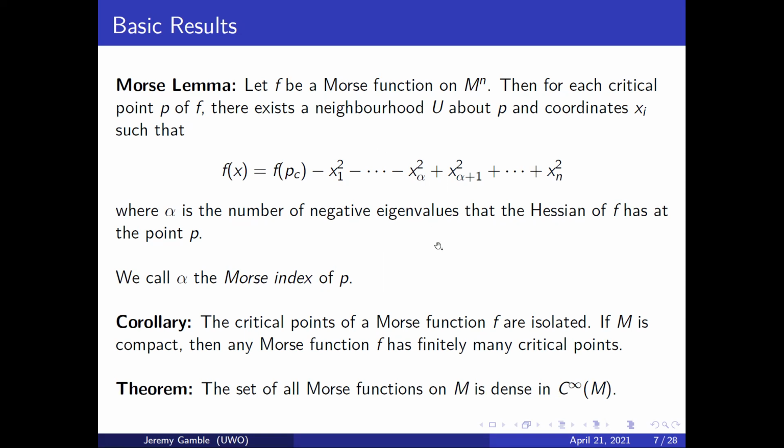And just to give you an idea, these Morse functions always exist. In fact, the average function you pick off of a manifold will in general be Morse. They're dense in all smooth functions, so they're available in abundance. It's just a matter of choosing the right one for the job you want to get done, essentially.